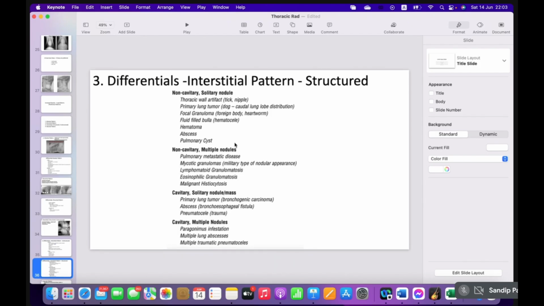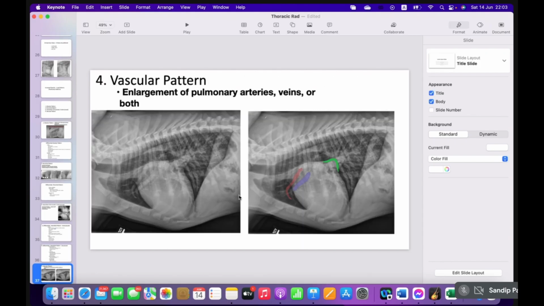So other mostly structured pattern is nodular pattern. Nodular can be anything: abscess, cyst, neoplastic condition, even fungal granuloma, and other conditions that cause the granulomatous condition in the lung tissue. So this we call the structured interstitial pattern. Now another is vascular pattern. That means the veins are more engorged, either artery, vein, or both.